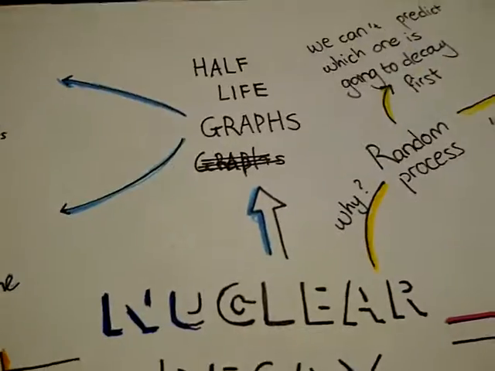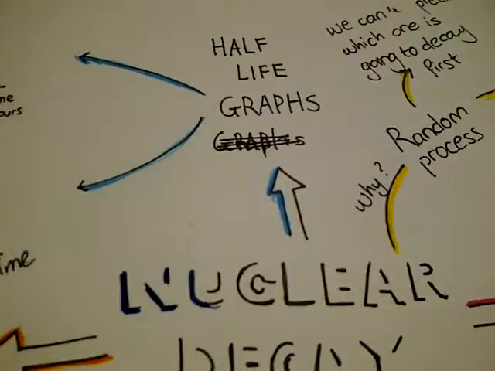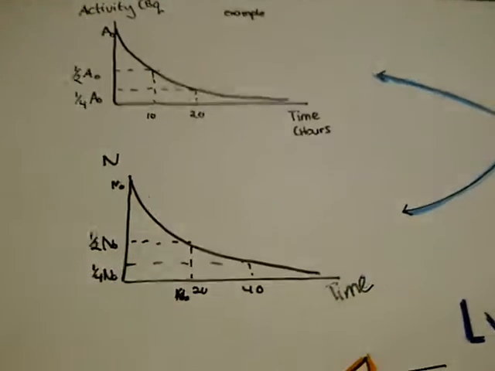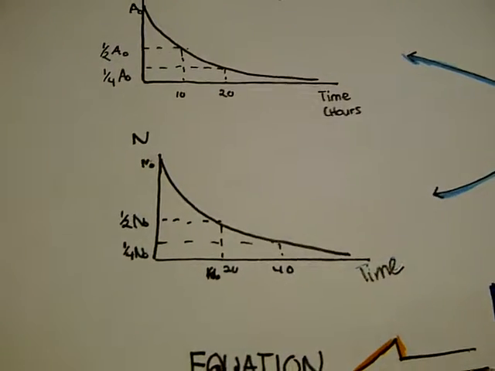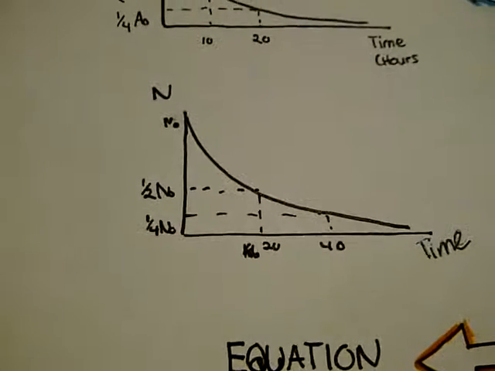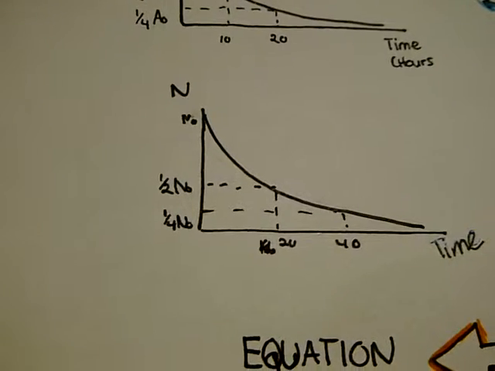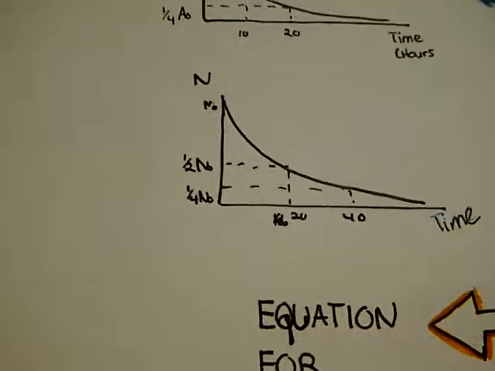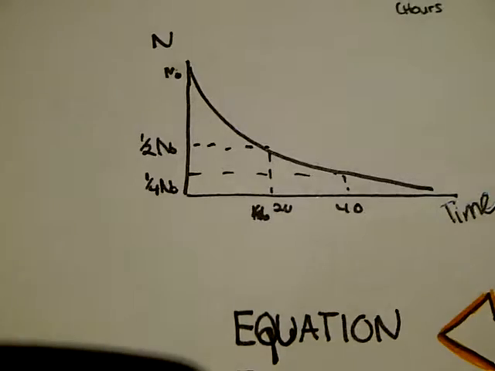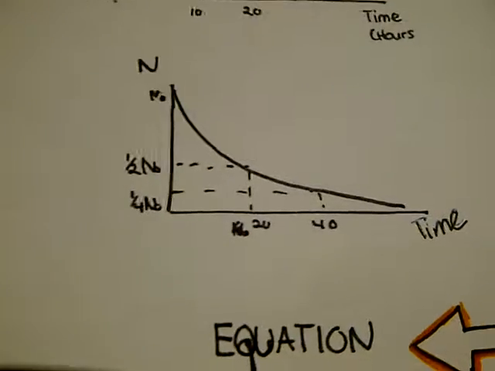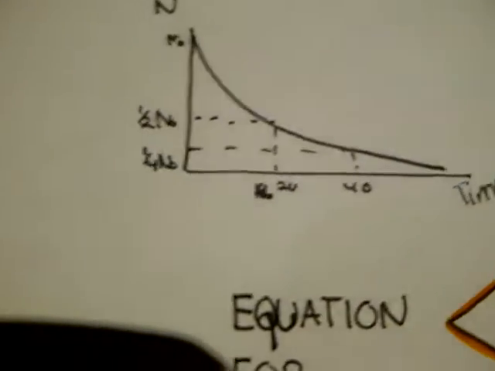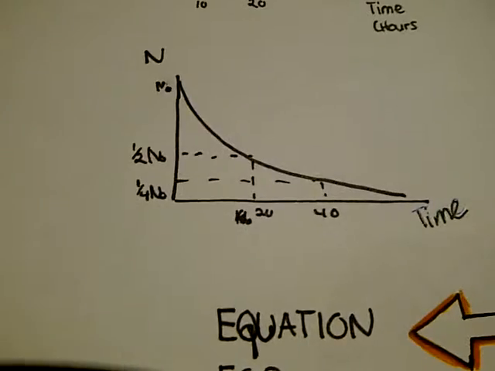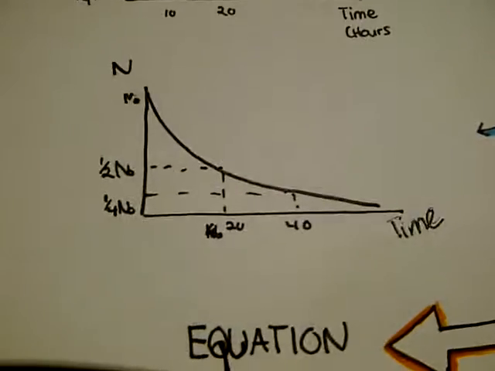The half-life graphs look like this. As you can see, at first the number of nuclei decays really fast, but as time goes by, the number of nuclei decaying decreases, and it takes a lot of time for the rest to decay.